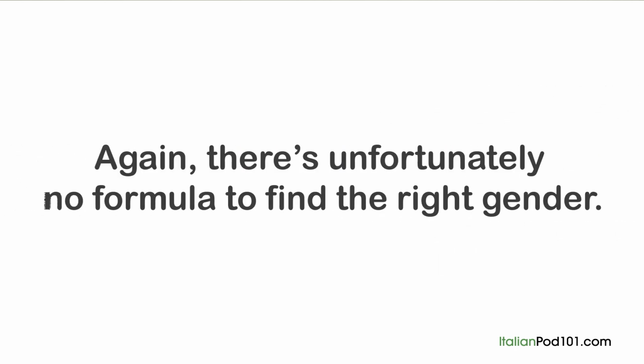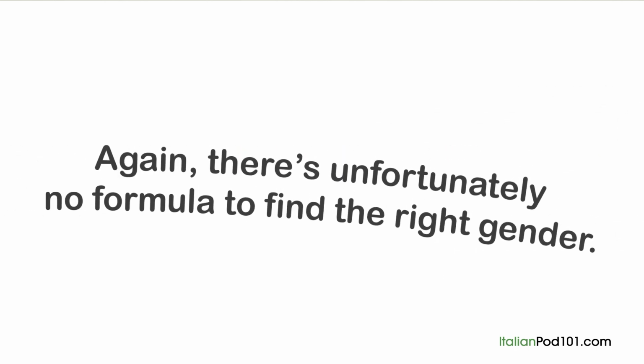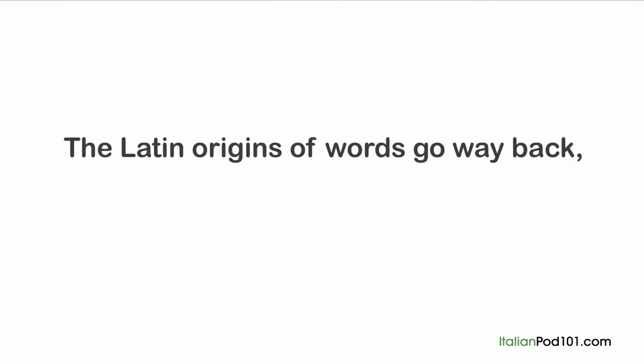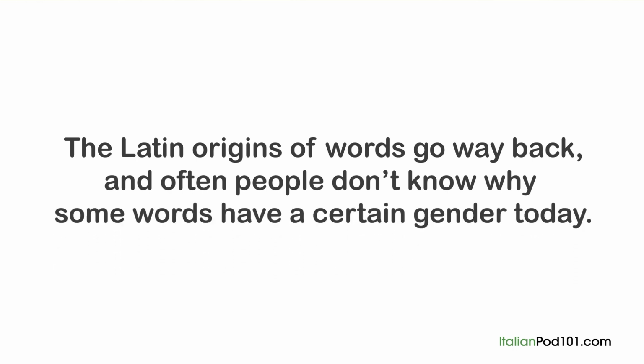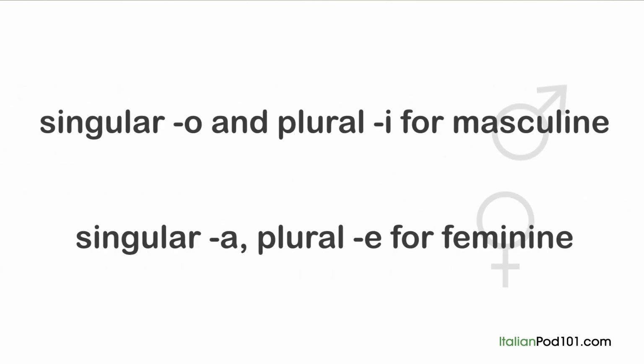Again, there is unfortunately no formula to find the right gender. The Latin origins of words go way back, and often people don't know why some words have a certain gender today. Your best guide is going to be our first rule: singular O and plural I for masculine, and singular A, plural E for feminine. Just try to memorize the articles with the nouns, and before you know it, the gender classifications will come naturally to you.